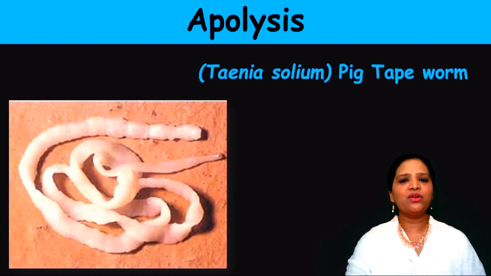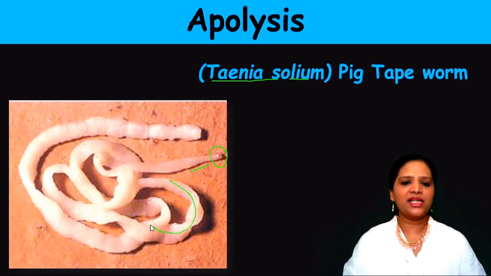For apolysis, a very good example is the pig tapeworm, or we can call this the pork tapeworm. So what is the biological name for this organism? This is called Taenia solium. There is another tapeworm called Taenia saginata. They are called beef tapeworm, and this is the pork or pig tapeworm. See this picture. This is the head of this worm, called the scolex. This is the neck, and all these long structures are their tail or body parts.